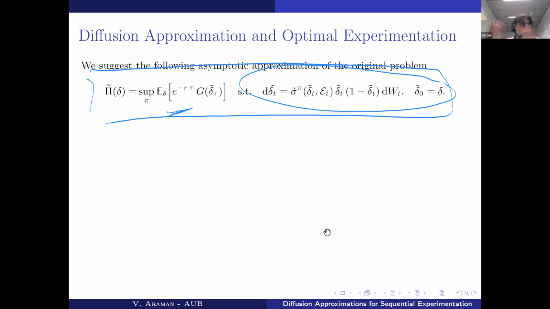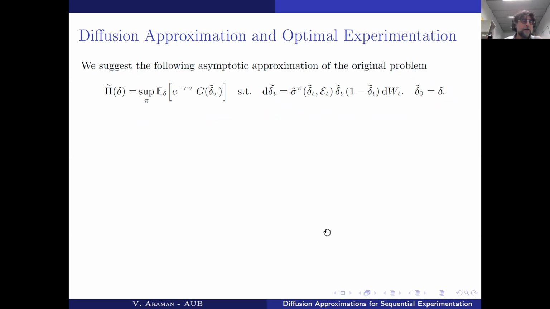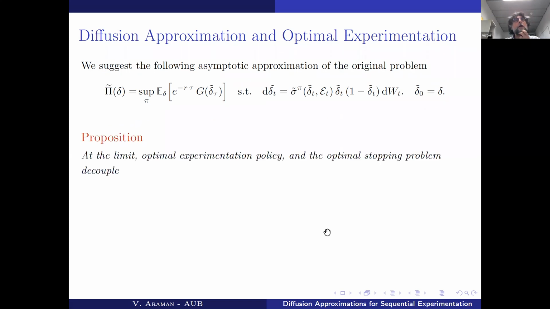Now the limit is not just an obvious thing, right? We didn't learn everything just by being at the limit, we still have a problem to solve. We still have a belief process, a stopping time, and an experimentation problem. However, things are nicer. Indeed, we can solve that problem fully. First, we can prove that at the limit, and that's really something we didn't expect, we can decouple the experimentation problem from the optimal stopping problem. Meaning that finding the optimal experimentation policy is independent of the optimal stopping problem. And so once you solve this, you can feed it into an optimal stopping problem as a kind of black box and solve the optimal stopping problem.